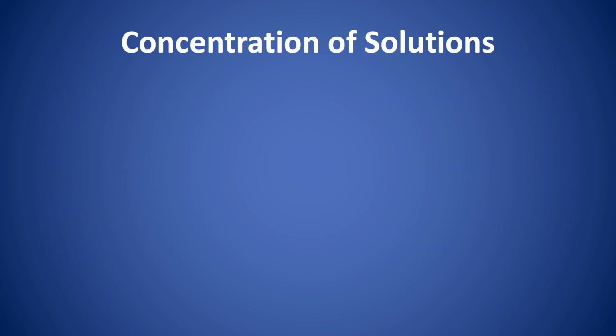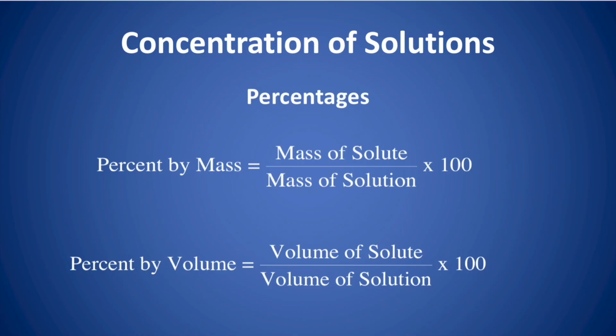Now let's talk about concentration. All right, so one way to calculate concentration is by percentages. So we can determine concentration as a percent by mass. It's just mass of solute divided by mass of solution times 100. Or we can do it as percent by volume. So volume of solute divided by volume of solution times 100. So just like any percentage, it's just the part divided by the whole.